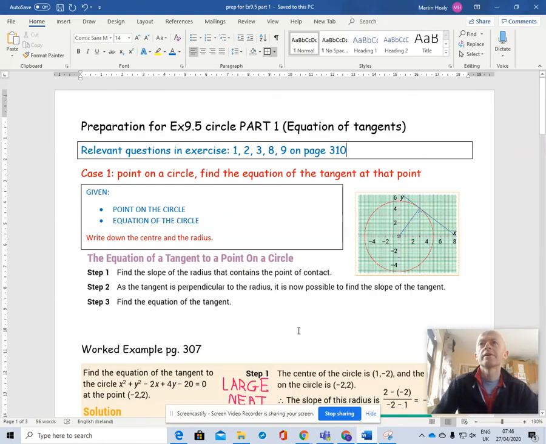So this is preparation for exercise 9.5, the circle. I'm going to do it in two parts. The first part is finding the equation of tangents. Loads of core geometry in this stuff.